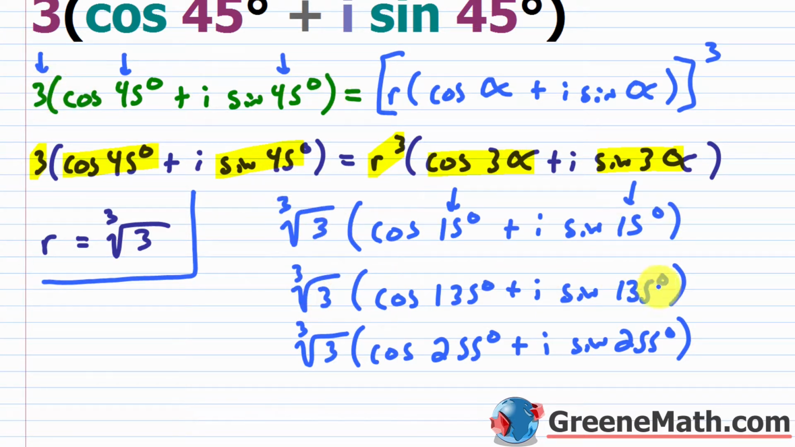Now, I'll let you do this one and this one on your own. Just cube them. You're going to see that the angle you get in each case is going to be coterminal with this angle here that's 45 degrees. In this case, it would be 405 degrees. And in this case, it would be 765 degrees.